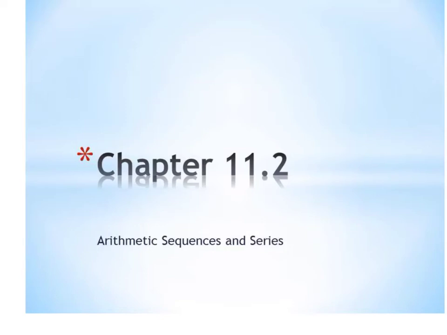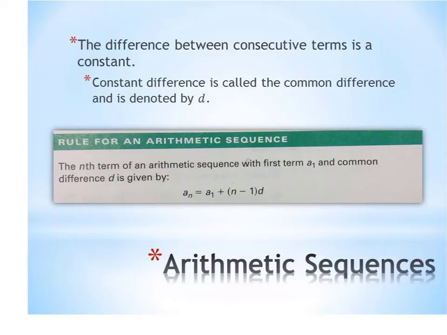Today we're talking about Chapter 11.2, Arithmetic Sequences and Series. So in 11.1, it was general, any kind of sequences and series, and today we're going to concentrate on arithmetic ones. So what makes a sequence an arithmetic sequence? It is the fact that there is a common difference between the terms. Or there's the same distance between all these consecutive terms, and so it is called the common difference.